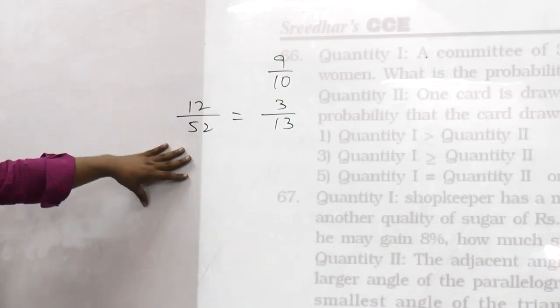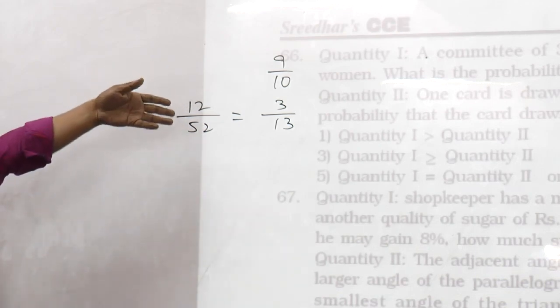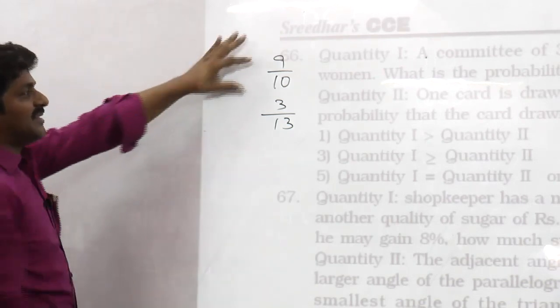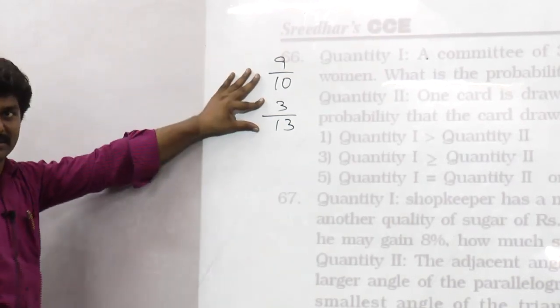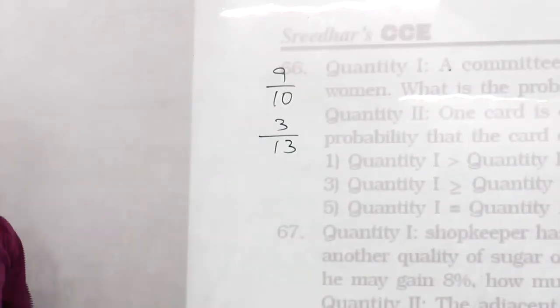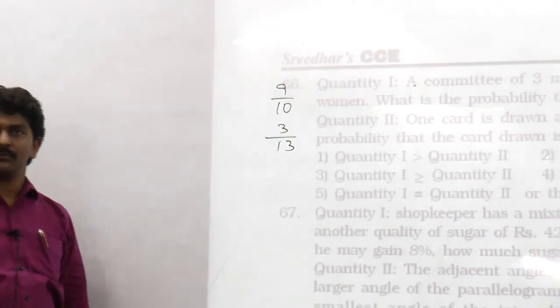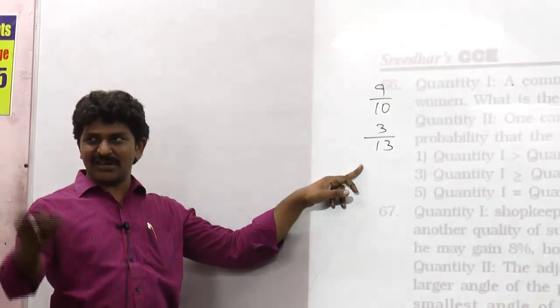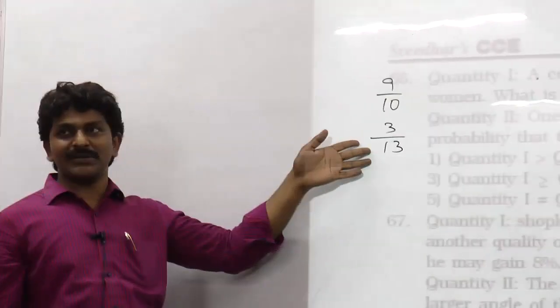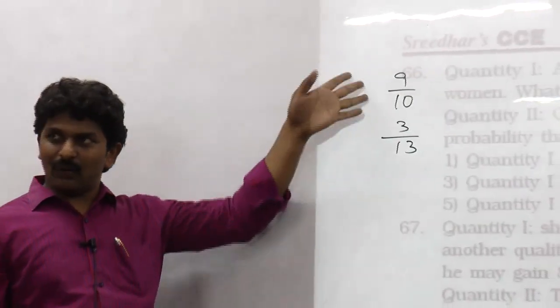12 face cards out of 52 cards. Cancellation with 4 again, 3 out of 13. Now tell me, this is near about 90% and this is just near about 20%. Quantity 1 is more than quantity 2. 3 by 13 is a little more than 20%. This is 90%, and this is around 20 to 30%. 1 is more than 2.